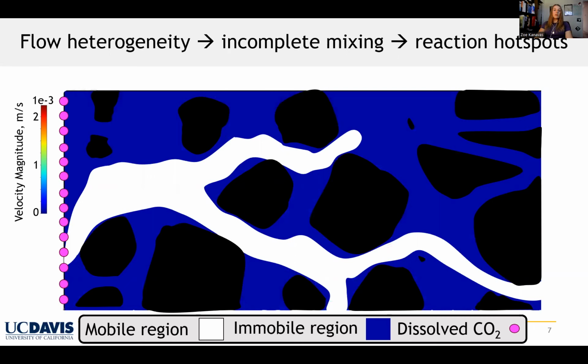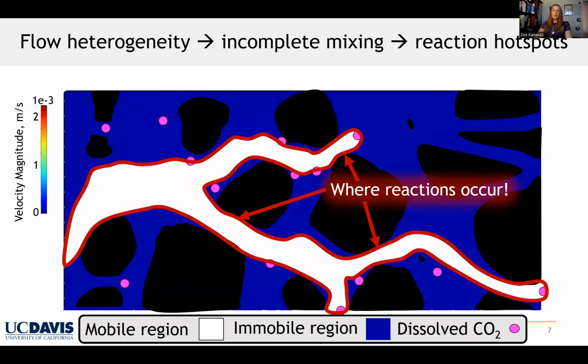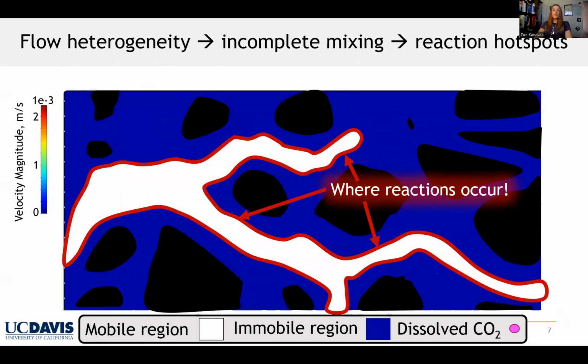When CO2 is injected into the rock, shown here as pink particles, the bulk of the injected fluid will travel through the mobile region. Here, the CO2 particles are most likely to come into contact with the host rock at the interface between the mobile and immobile regions. At this interface, shown in red, the acidified brine locally mixes with the rock and reacts to dissolve it. Since the acidified brine is not equally distributed in the void space, mixing of the reactants is incomplete.